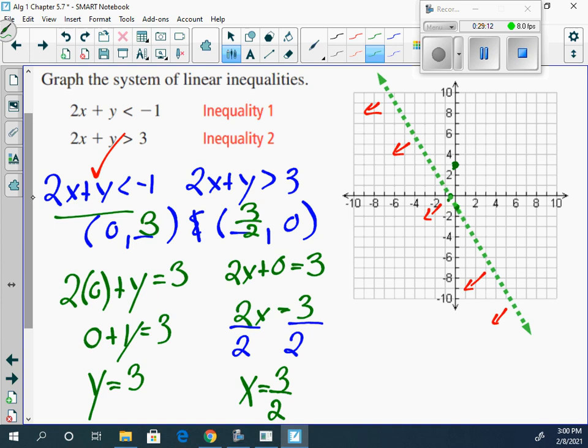Now 3 halves, where would 3 halves be? What would it be between what two numbers? 1 and 2. Because 3 halves is the same as what? 3 halves is the same as 1 and 1 half. It's the same as 1.5. So we have these two here. So we have our 2 points, so we can draw our line. Now, will our line be solid or dashed? Dashed.